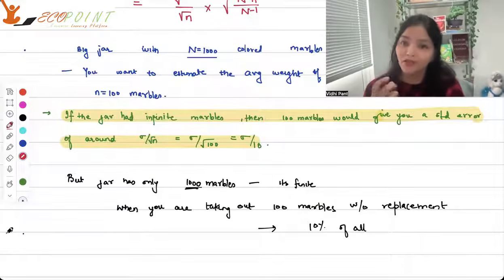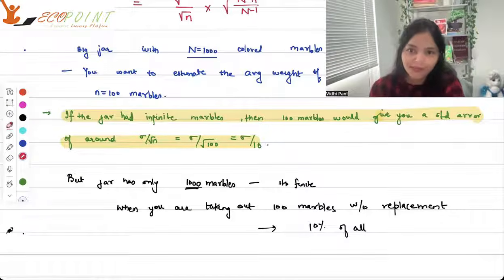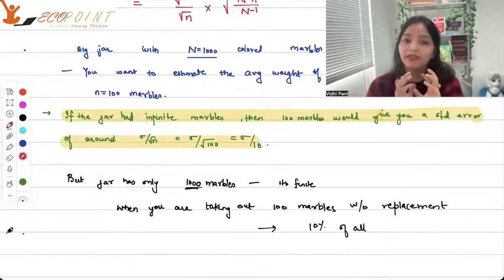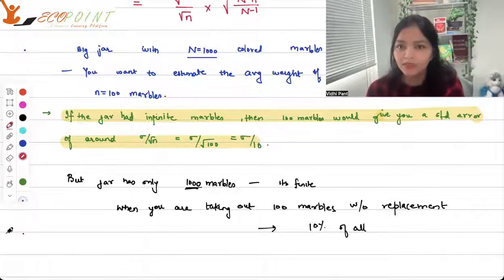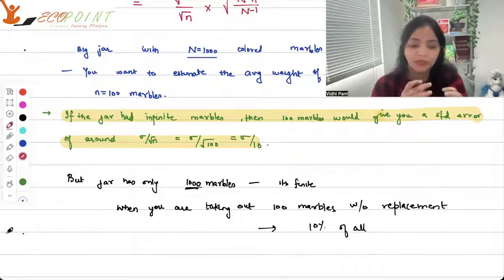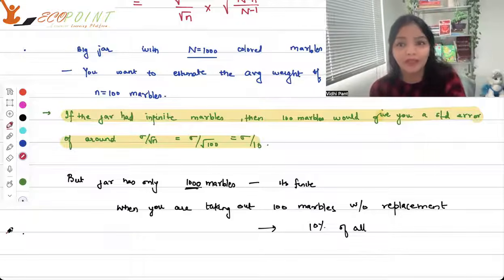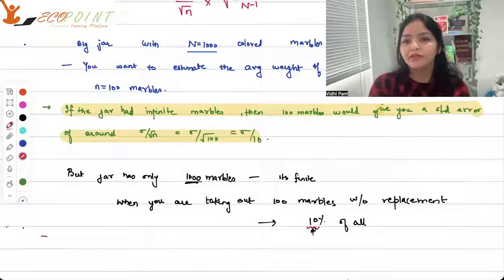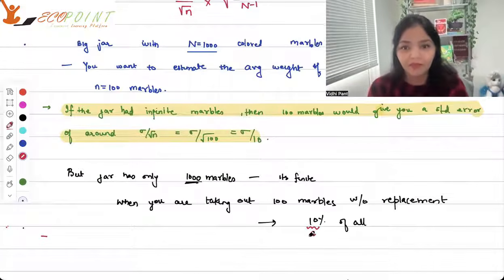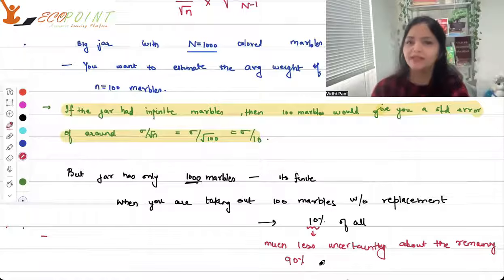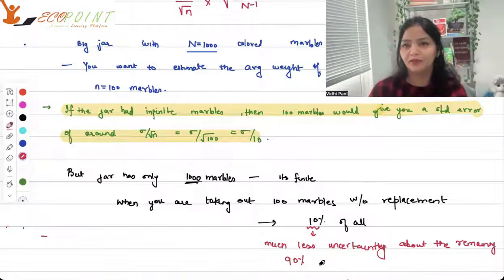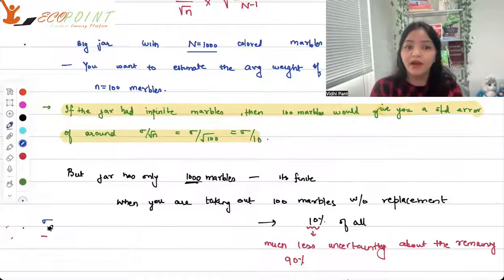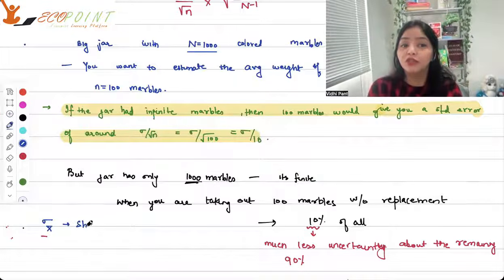Now you yourself try to think about it. If this is the scenario, you are taking out 10% of the marbles, then when you are thinking about the weight of these 1,000 marbles, how wrong can you get? You can say more accurately about the remaining 90% here, right? Since I'm taking 10%, much less uncertainty about the remaining 90% would be there. Now this should reflect in the formula, and your sigma x bar now should shrink.